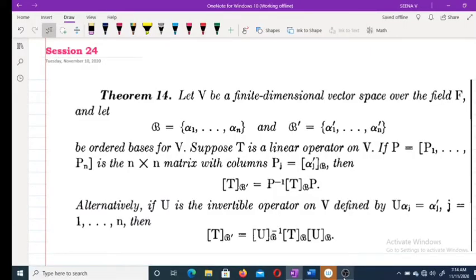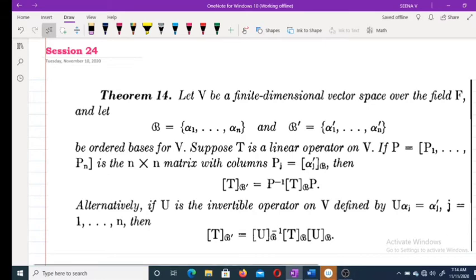Hi, good morning. Last class we discussed one theorem. Today also we are going to discuss one theorem. Okay. Now what is actually our theorem?